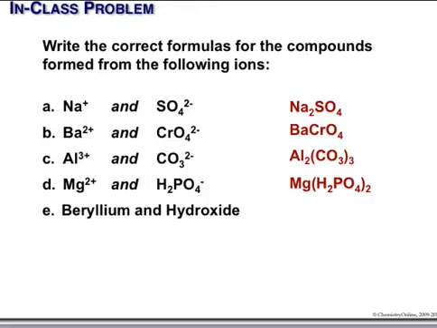Finally, when we do acids and bases, hydroxide, remember, water is going to form hydronium and hydroxide. This is OH minus, beryllium, group 2 metal. We need 2 hydroxides for every beryllium, and it looks like that.